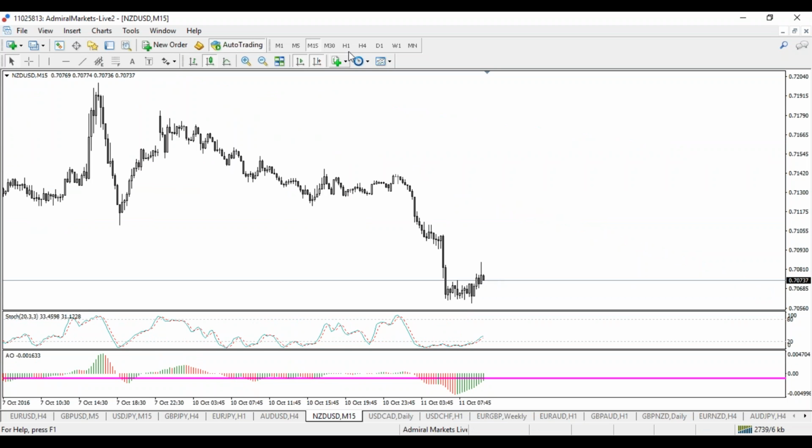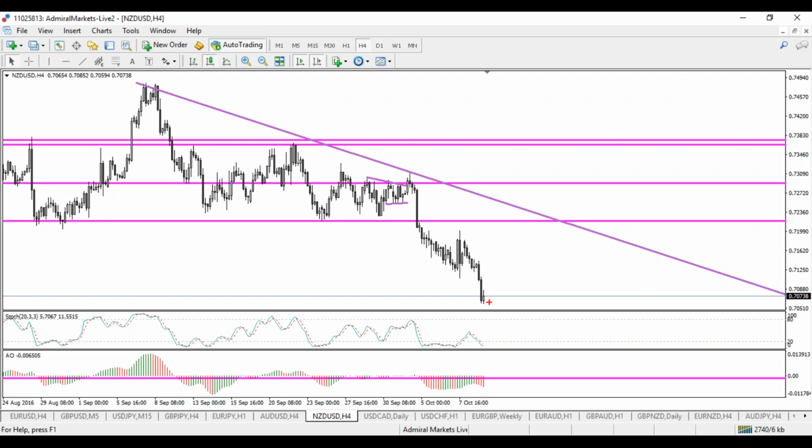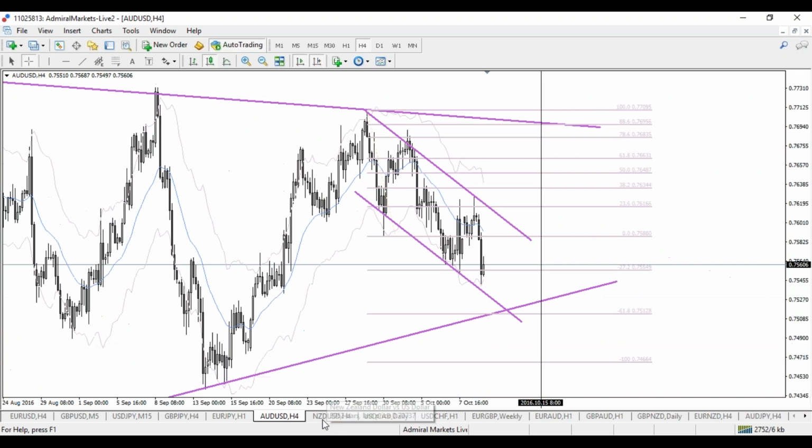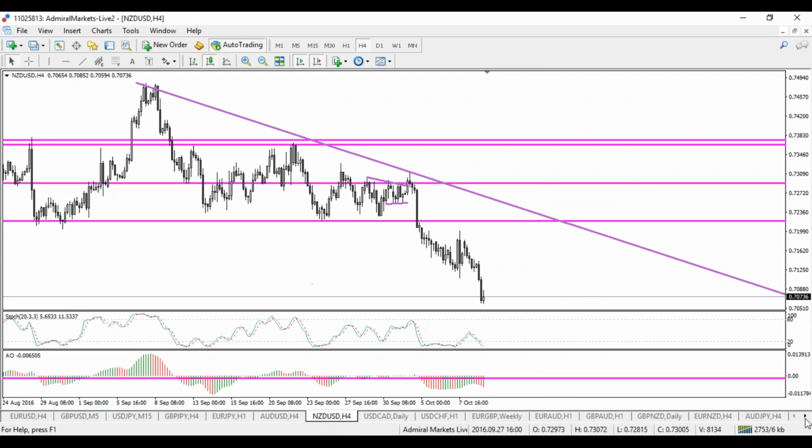But generally speaking, there is Kiwi weakness, and I think if we see a correction like that up in here, that could be a better short. So generally speaking, Aussie is moving lower, but definitely less than the Kiwi. So let's take a look at New Zealand.